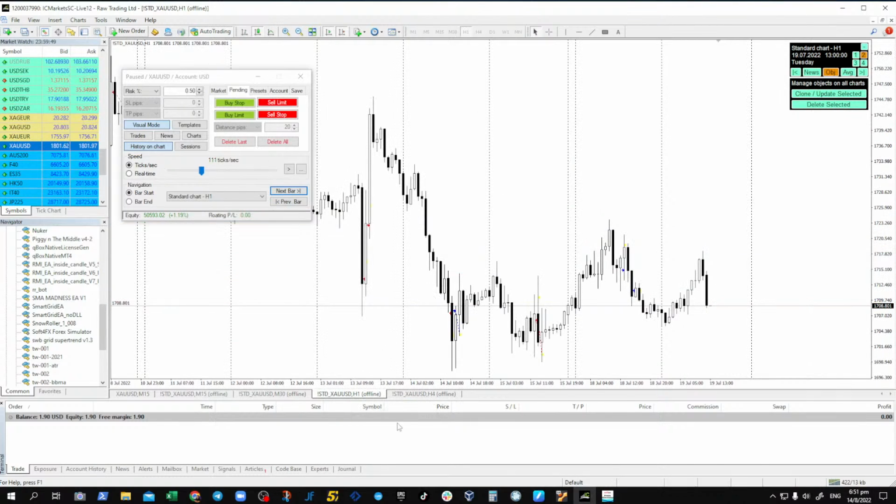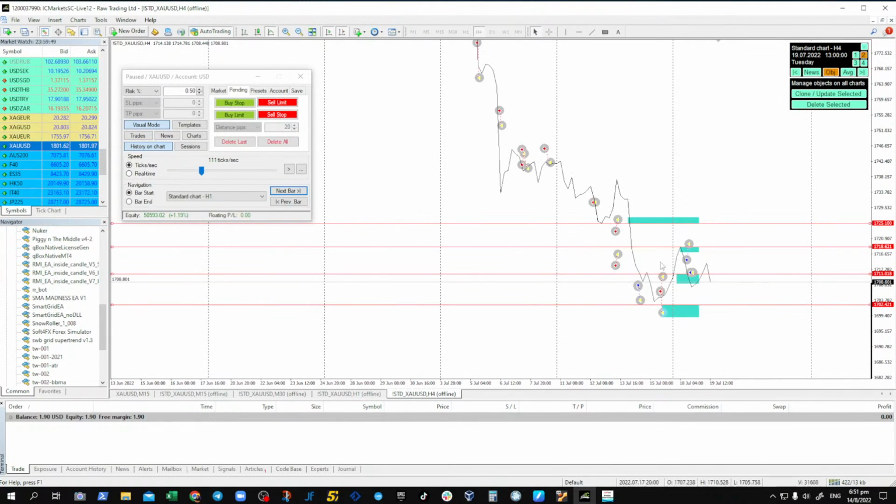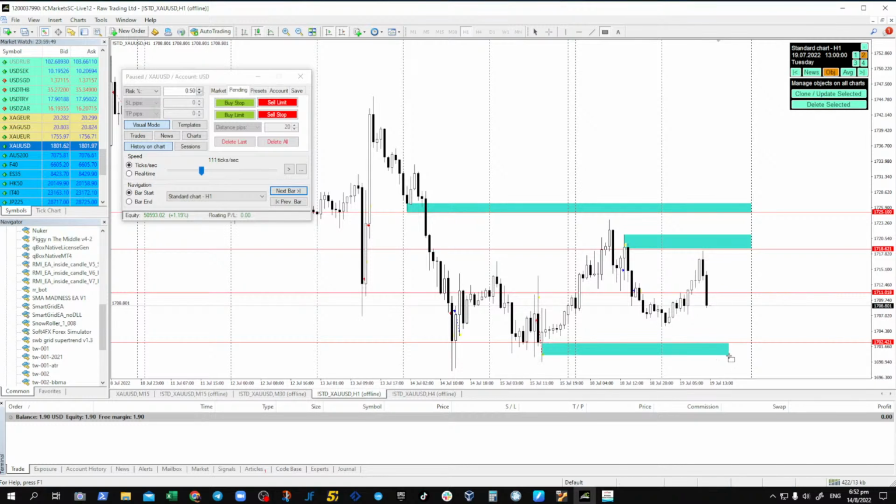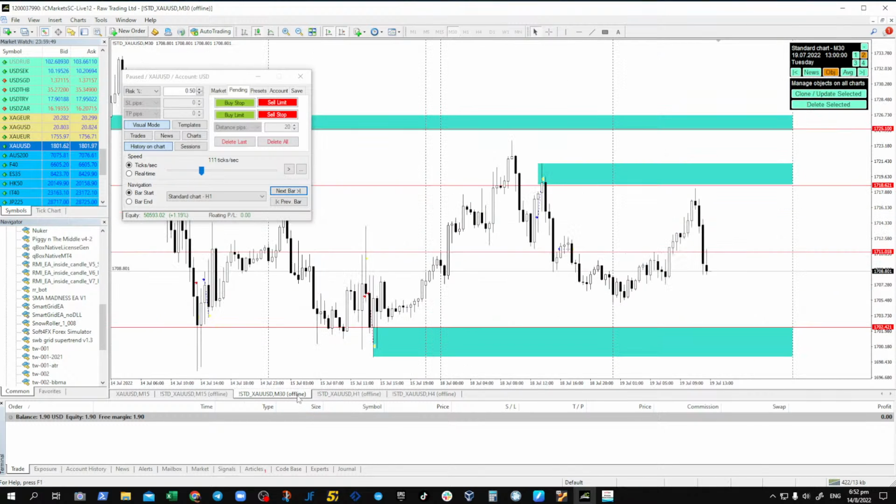Go to H1. Okay, see in H1 we mark our supply zone, then our this zone is gone, so we don't bother about that anymore. Okay, so these 3 levels are enough for the trade of the night. And we go to M30, look at the price action.